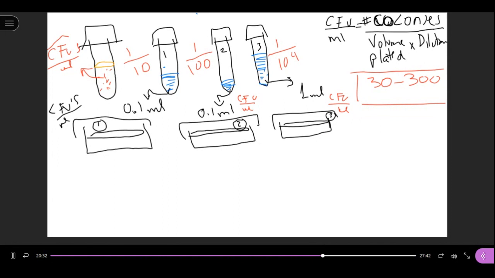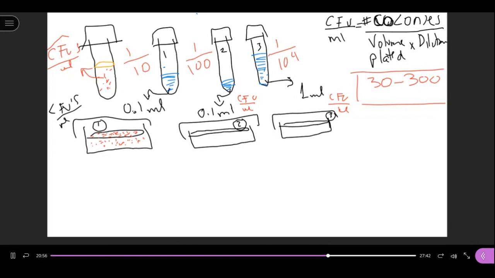You could have 2 plates that fit that bill. Either plate will be fine to calculate CFUs per mL. Again, to calculate CFUs per mL using plates 1, 2, and 3, you have 3 calculations. All 3 numbers should be very similar.